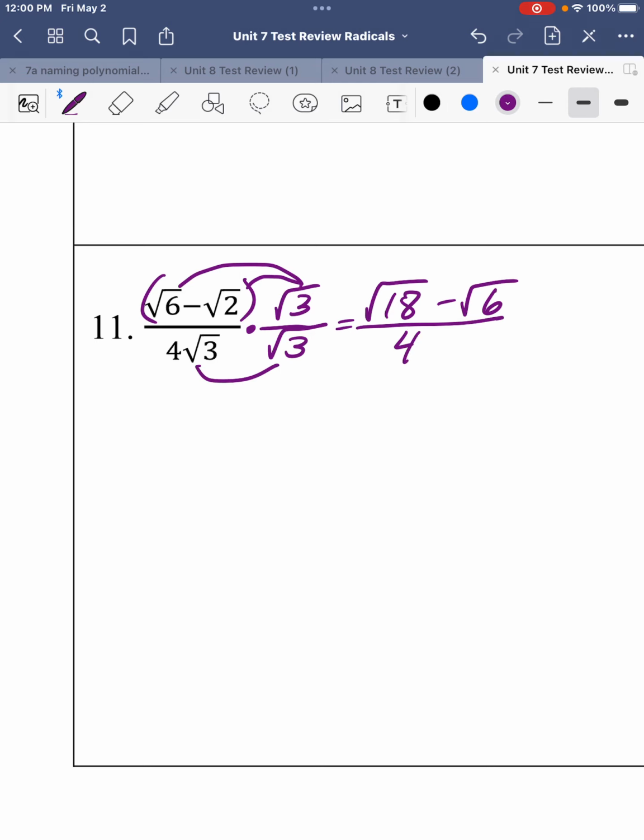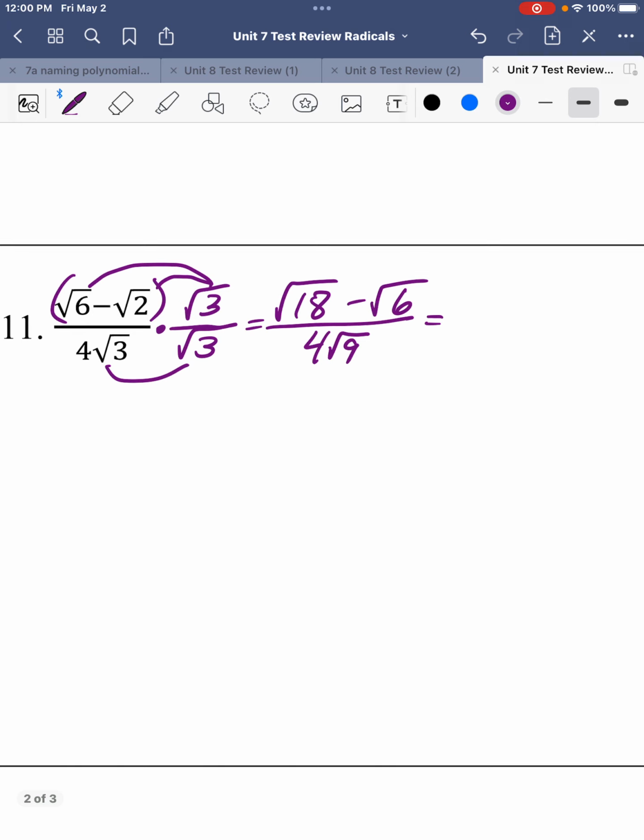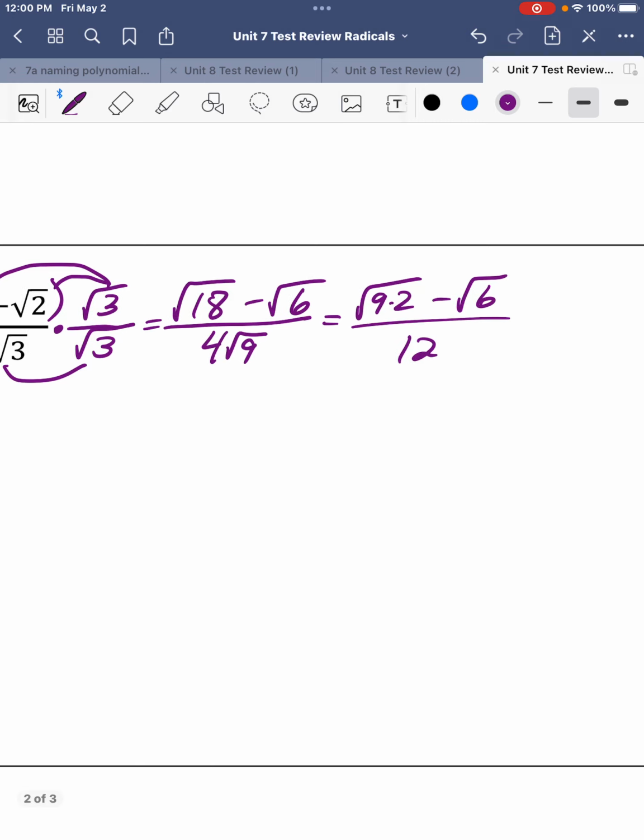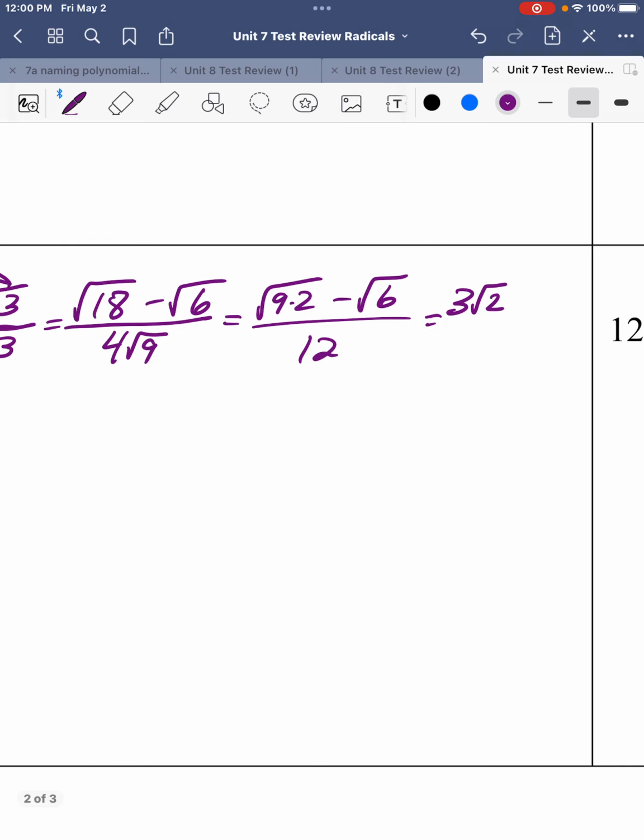Multiply the 2 here, 4 square root of 9. And then after you multiply, we have to simplify each term. So square root of 18 can break down into 9 and 2. 6 cannot simplify. And 4 times square root of 9 is 3, so that's 3 times 4 is 12. We have square root of 9 is 3. The square root of 6 I cannot do.